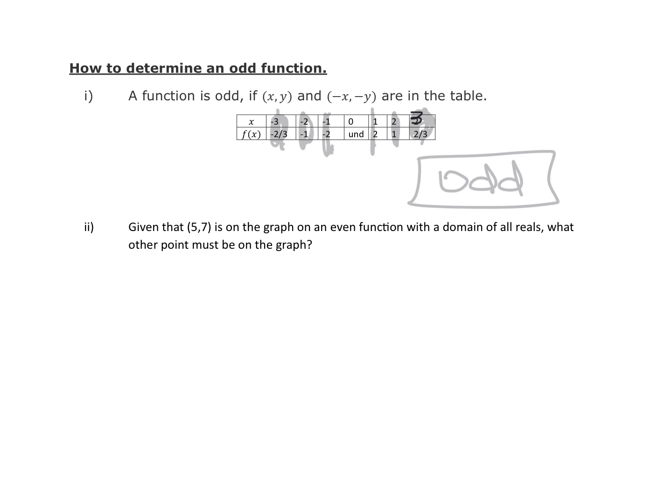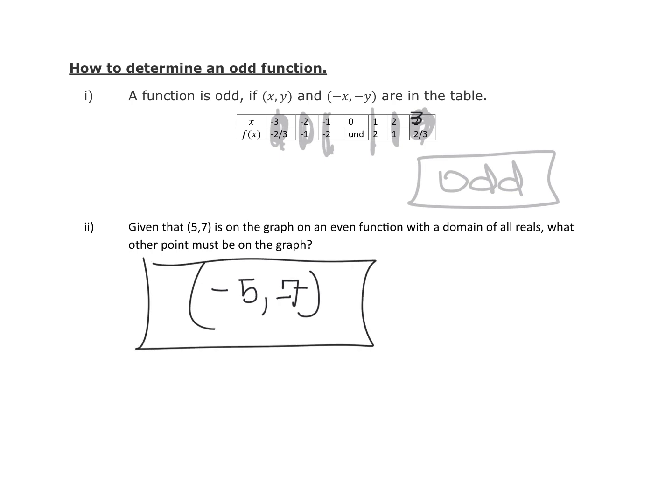Okay, now let's go to the next one. Given that 5, 7 is on the graph of an odd function with a domain of all real values, what other point must be on the graph? And this point is going to be the opposite. So -5, -7 is going to be on the graph. So that's going to be the answer.